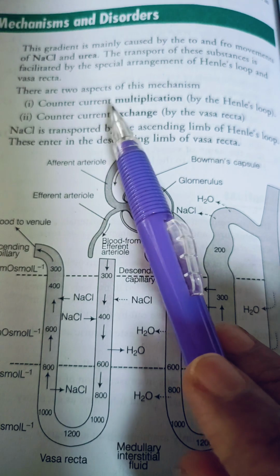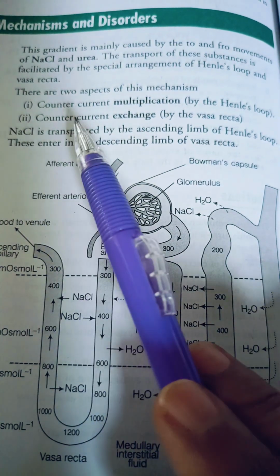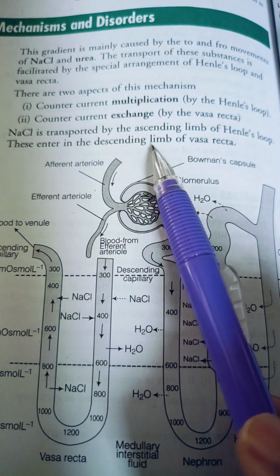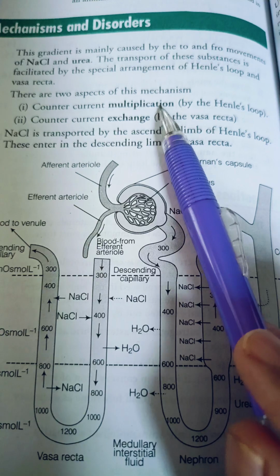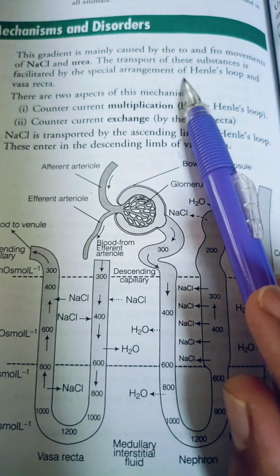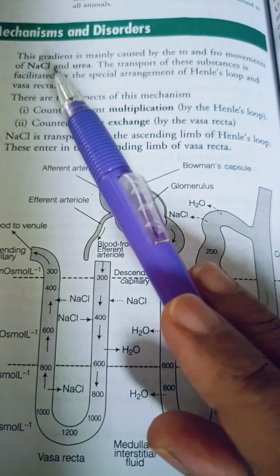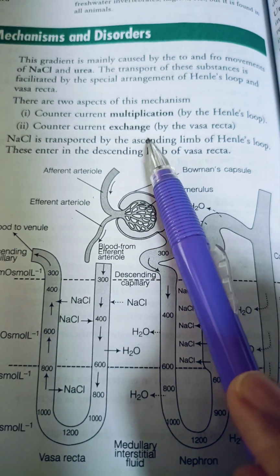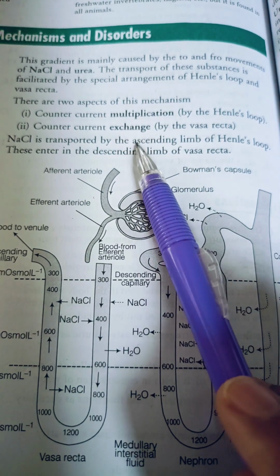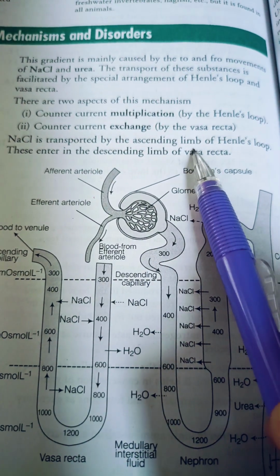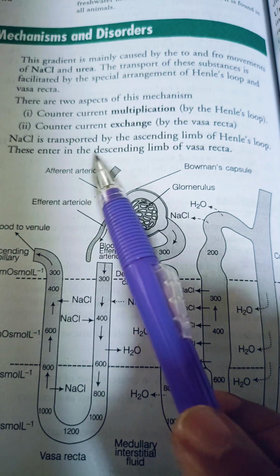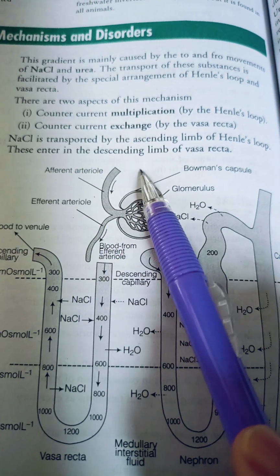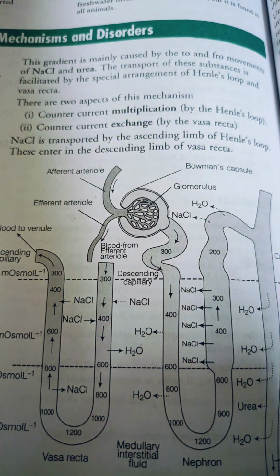There are two aspects of this mechanism. First, the counter current multiplication by Henle's loop and counter current exchange by vasa recta. Two mechanisms. And what is the movement? The movement of NaCl and urea. And two mechanisms, multiplication and exchange, by Henle's loop and vasa recta. NaCl is transported by the ascending limb of Henle's loop. These enter the descending limb of vasa recta.